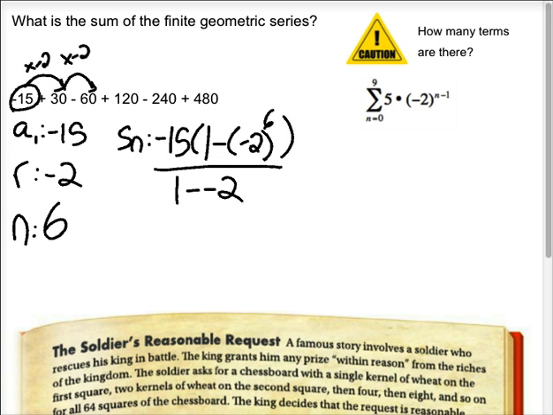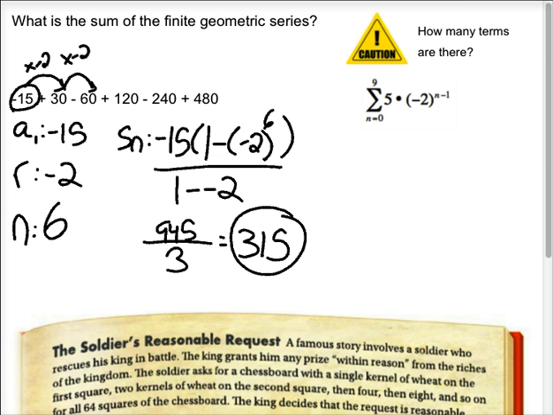So negative 15, 1 minus negative 2 to the 6th power. And you are getting 945. And on the bottom, 1 minus a negative 2 is giving you 3. So I take that and divide it by 3 and get 315.